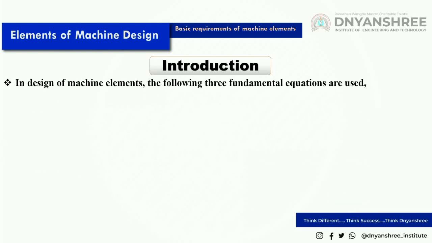In the design of machine elements, the following three fundamental equations are used. In any design of a component, there are three fundamental equations. Tensile stress sigma T is equal to P divided by A. Bending stress sigma B is equal to M into y divided by I. And shear stress tau is equal to T into R divided by IP. These three fundamental equations are called strength equations.